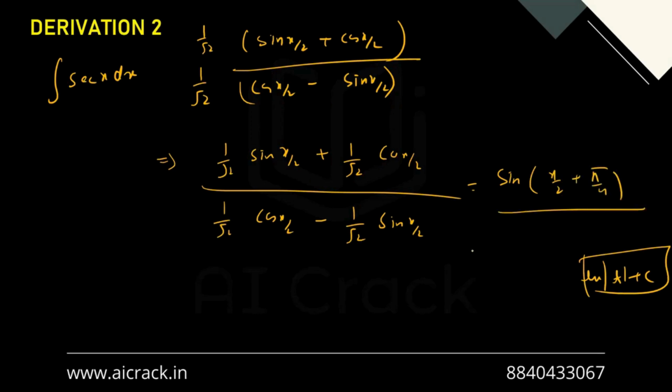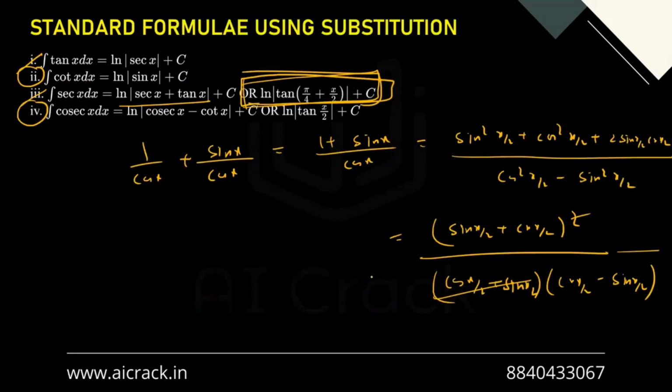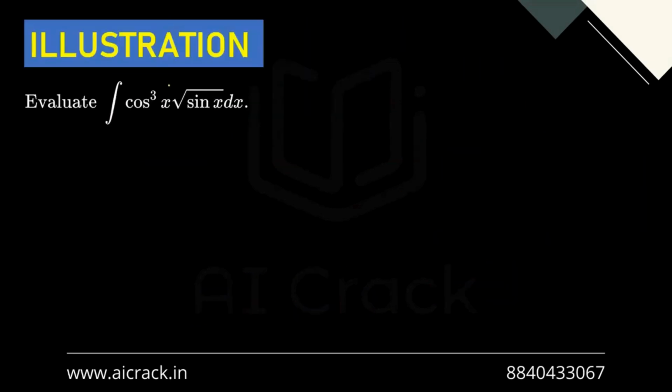Sine of x by 2 plus pi by 4. Now if we talk about this one, it is cos a cos b minus sine a sine b, because 1 by root 2 is cos 45 and 1 by root 2 is sine 45 as well, right? So this becomes cos a cos b minus sine a sine b. So that actually becomes cos of x by 2 plus pi by 4, right? Now this actually becomes tan of x by 2 plus pi by 4, right? So that's why our integral becomes ln of mod of tan of pi by 4 plus x by 2 plus c. Okay.